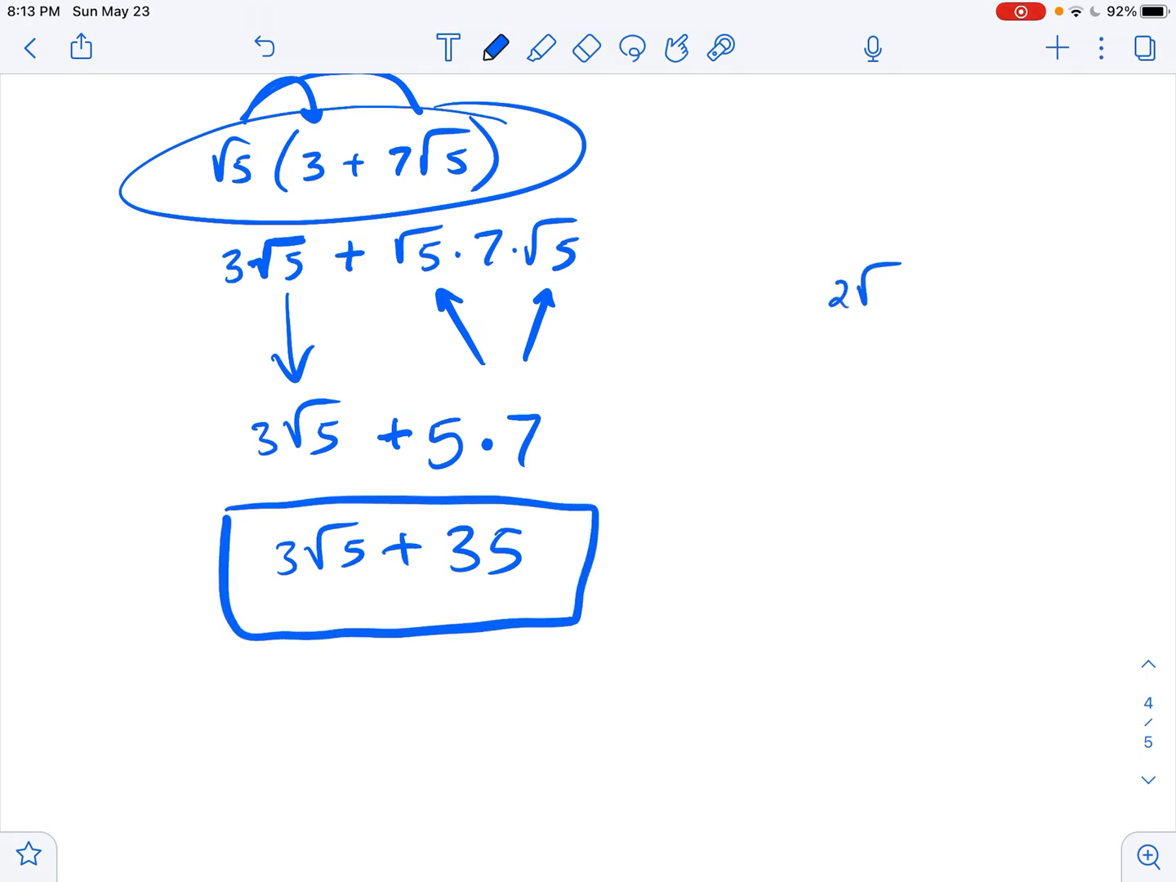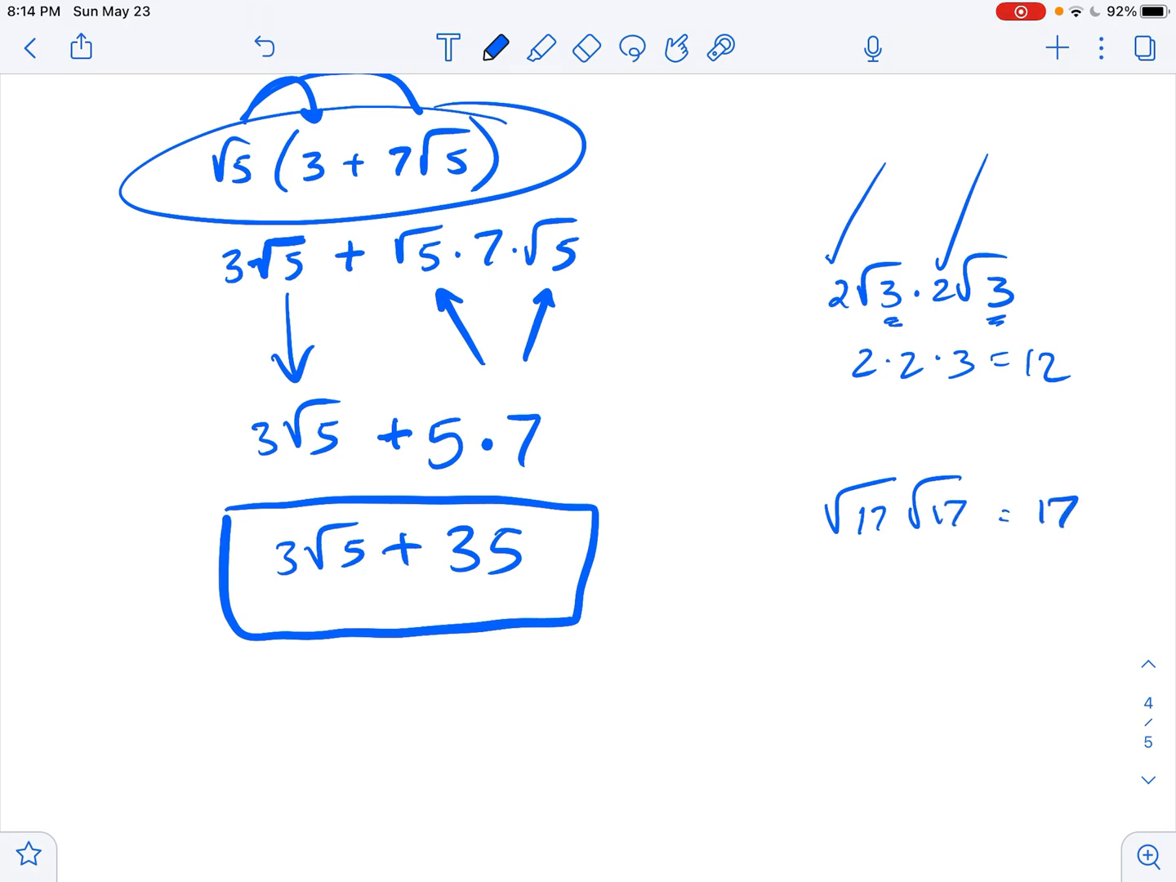So just a quick recap: 2 root 3 times a 2 root 3 would be a 2 times 2, 1, 2, times this 3 that comes out of both those irrationals, so it would be a 12. If you had a root 17 times a root 17, you'd just get 17. If you had 5 root 7 times a 2 root 7, you'd have the 5 times the 2, and then you'd multiply just by a 7, because the root 7's just produce a 7. So then you'd get 70.